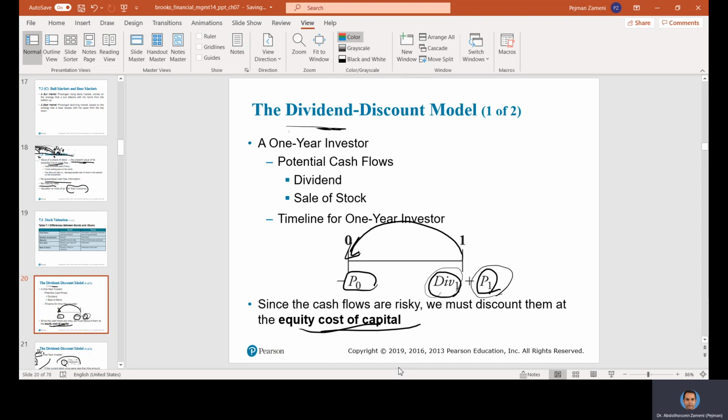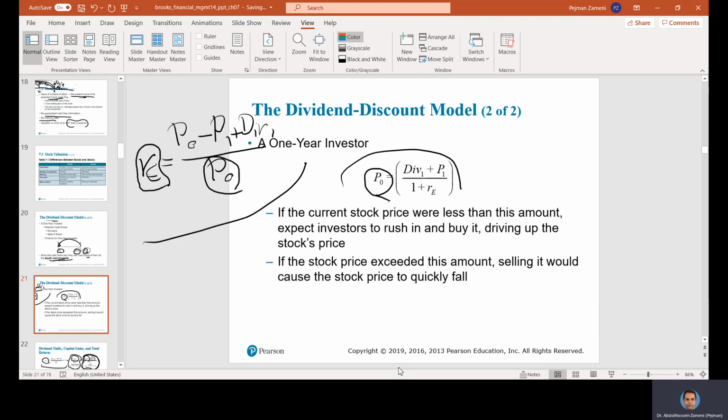Okay, timeline for a one-year investor. The cash flows are risky, so we must discount them at the equity cost of capital, or required rate of return. Okay, the dividend discount model. Where do we get this formula actually?